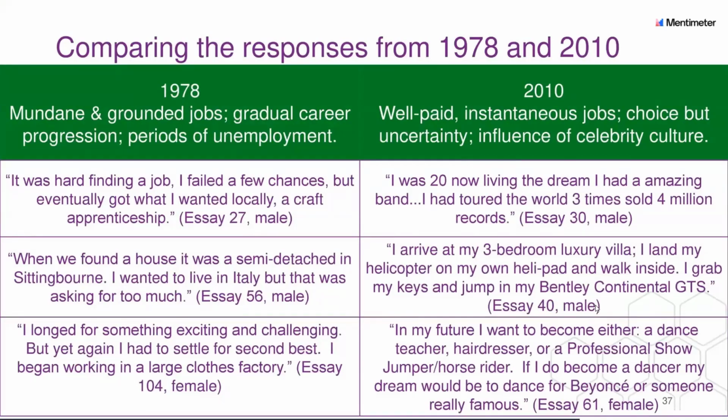2010, however, showed that students were imagining well-paid, quite instantaneous jobs filled with choice, but also some uncertainty. Crow and his research team also noted a clear influence of celebrity culture in those essays. For example, you have the quote at the bottom of a girl who writes, "In my future, I want to become either a dance teacher, hairdresser, or professional show jumper, horse rider. If I do become a dancer, my dream would be to dance for Beyonce or someone really famous."